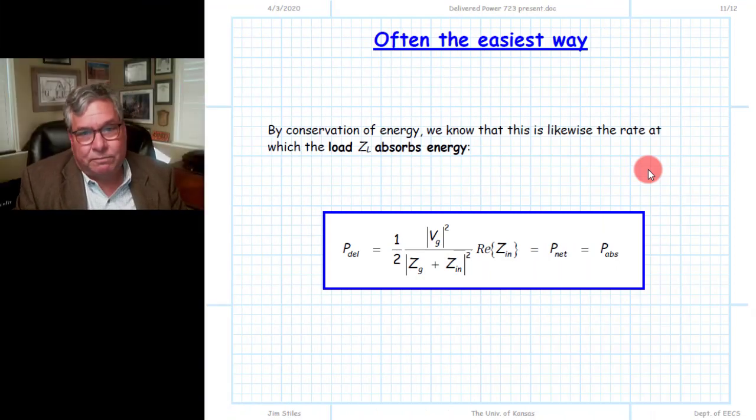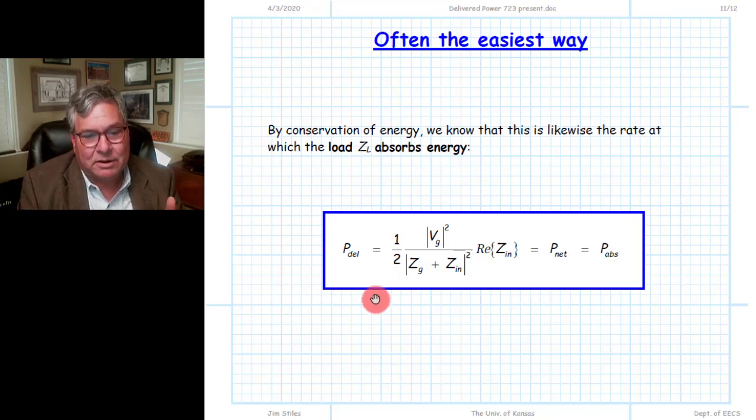You might say to yourself, what if I'm not really interested in the power delivered by the source? I'm interested in the power that's absorbed by the load. Well, remember, by conservation of energy, the power absorbed by the load is the power that is being delivered by the source. Or you might say, well, gee, what I really want to figure out is what is the net power flow along the transmission line. Again, the net power flow is equal to the absorbed power and the delivered power.